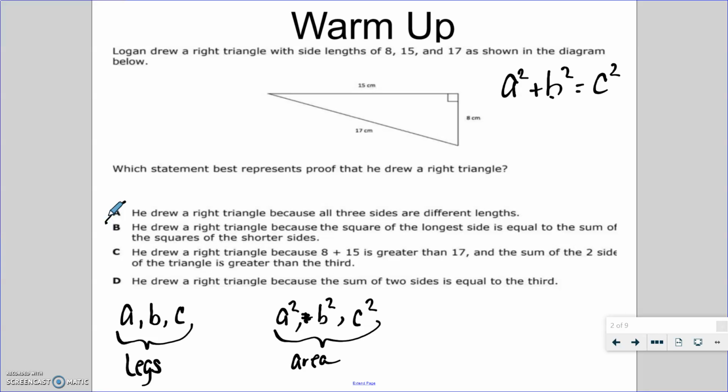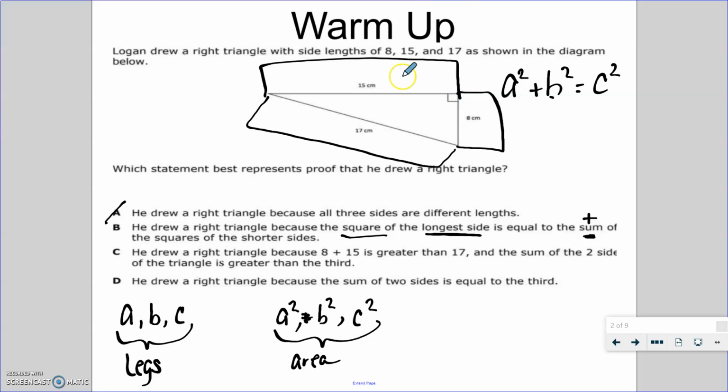Answer choice B says he drew a right triangle because the square of the longest side is equal to the sum of squares of the shorter sides. So the square of the hypotenuse is equal to the sum of squares of the shorter sides. We know sum means to add, so it's saying it's equal to this square plus this square. Okay, that sounds about right, but we're just going to go through our other answer choices and double check.